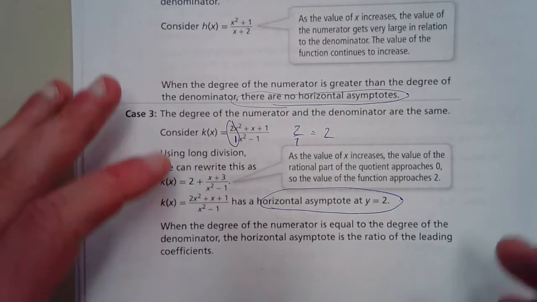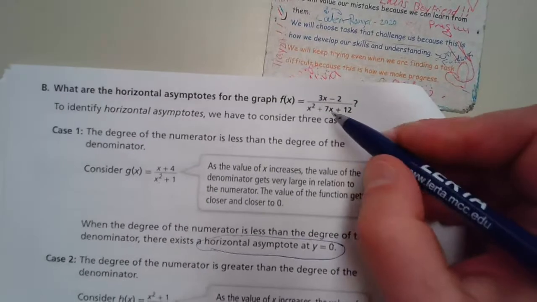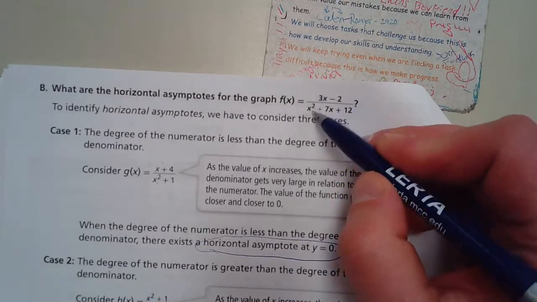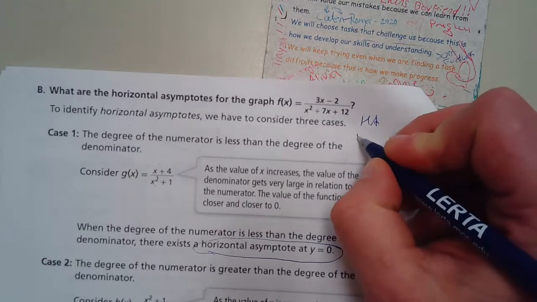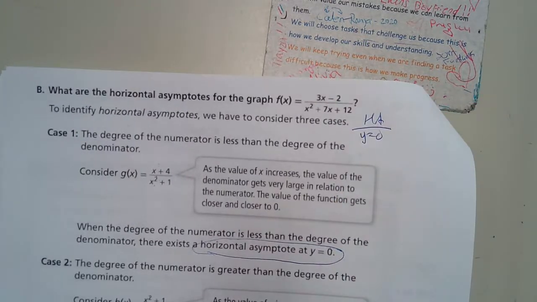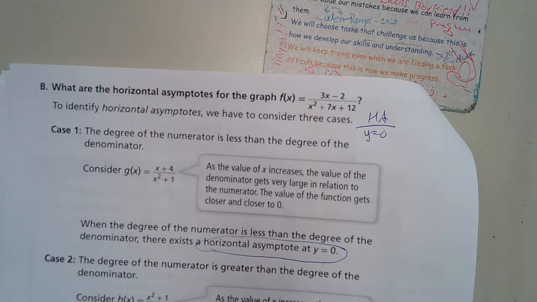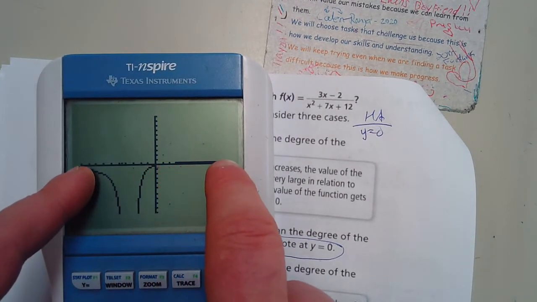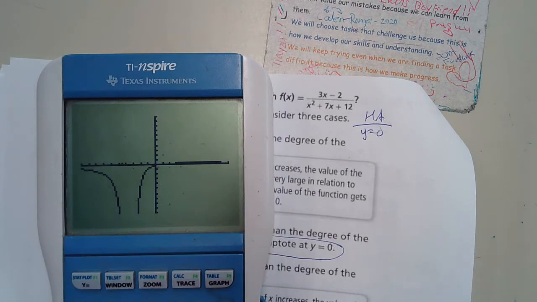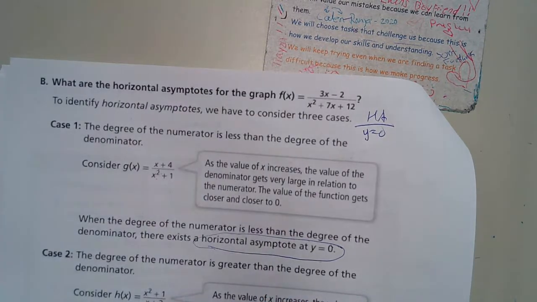So for our specific problem, this is the one from the previous page, we had lower degree on the bottom. So this one has a horizontal asymptote at y equals 0, which actually also makes total sense. The graph that I had in here, this thing is bottoming out right at 0. Everything fits there. This makes sense as far as what it's saying. So those are your 3 cases.